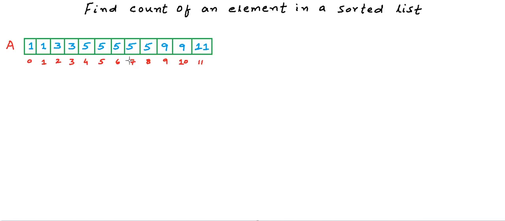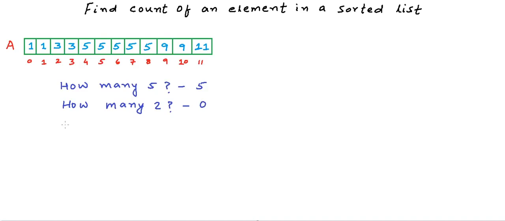So let's say we are given a list in the form of an array. Here we have an array of size 12 and the elements are in increasing order. Now, how many times does number 5 occur in this array? 5 occurs 5 times. And how many times does number 2 occur in this array? 2 does not occur in the array.